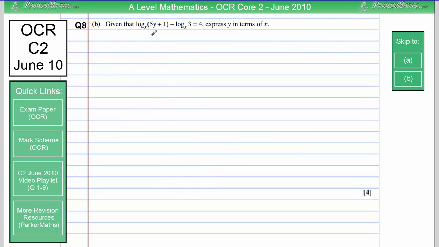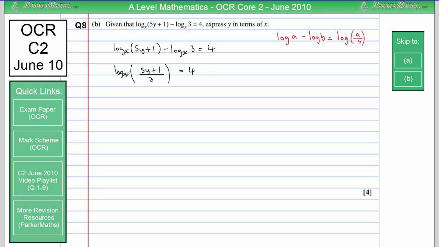Part B says, given that log base x of 5y plus 1 minus log x 3 equals 4, express y in terms of x. Let's start by writing it out again. For part B, I'm going to use a different log rule, and I'm going to use the rule that says log a minus log b can also be written as log of a divided by b. This rule only works for logs of the same base like we have here, so I'm going to get log base x of 5y plus 1 divided by 3.